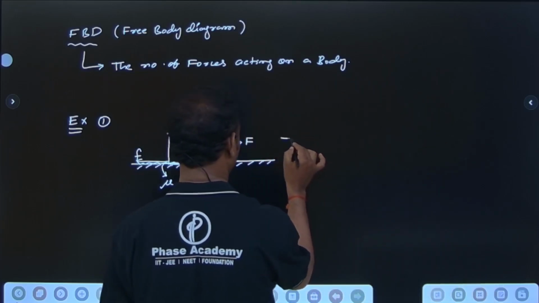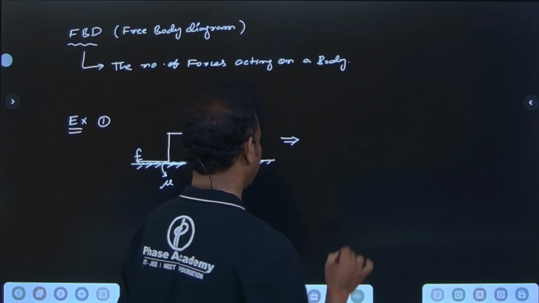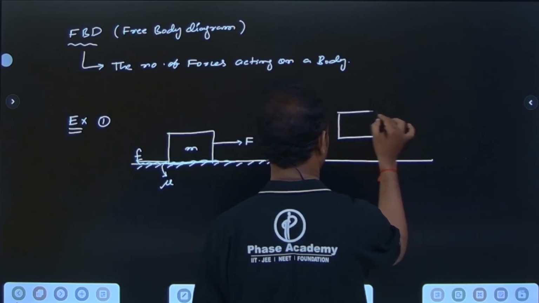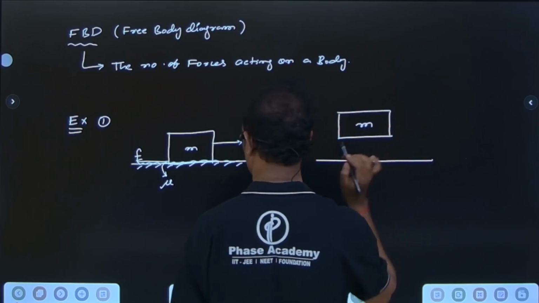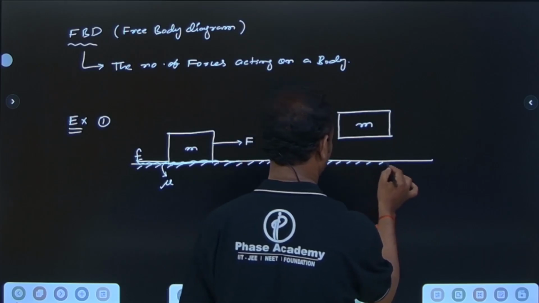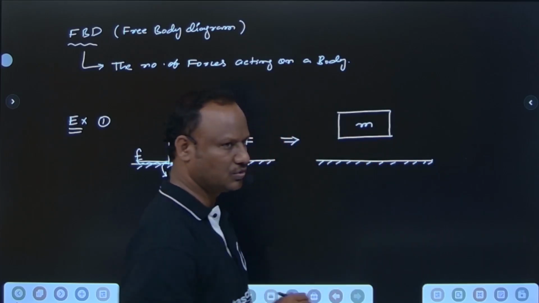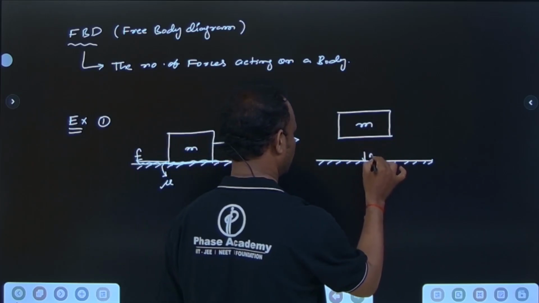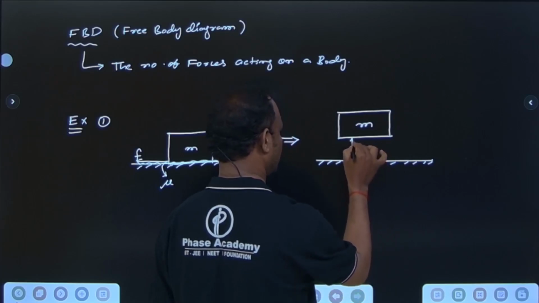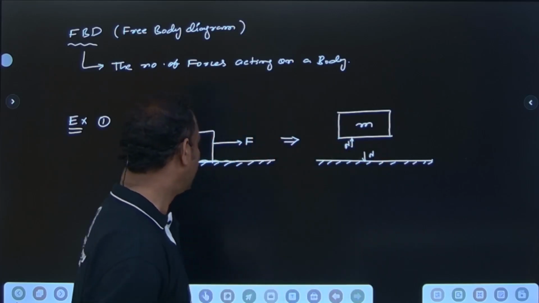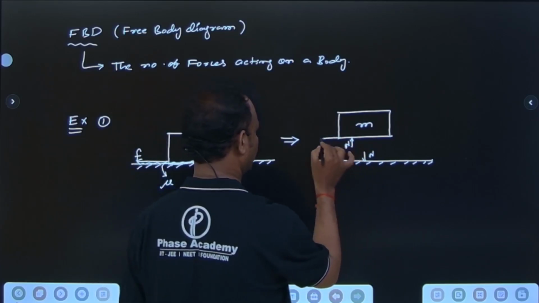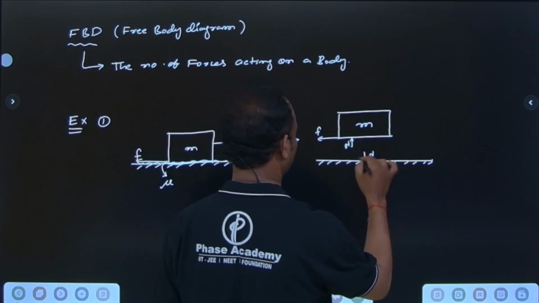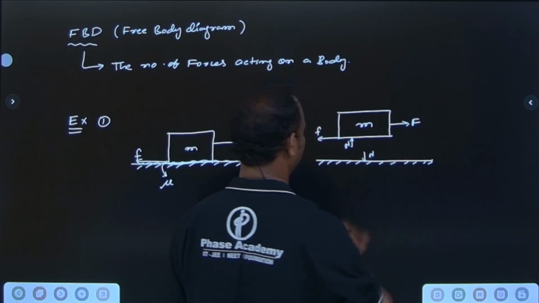Step one: separate the systems. Separate the systems means separate the bodies. What are the bodies? This is M, and next, here is the ground. Between these two, the normal force acted by M on the ground is N, and by the ground on this one it is N only. Next, the frictional force on this surface is f, and then the applied force, capital letter F.